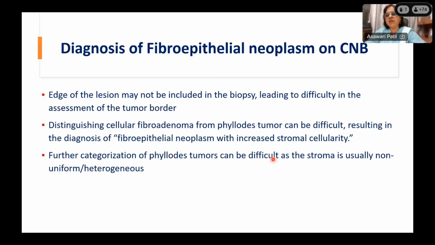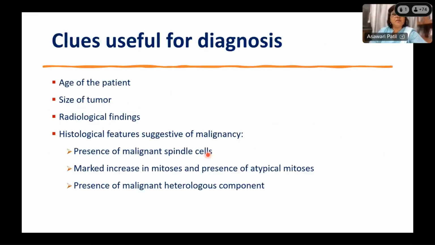Usual phyllodes tumor can show non-uniform or heterogeneous stroma. So sometimes you may get hypocellular stroma in the biopsy, and otherwise it may be a borderline phyllodes tumor, but the biopsy may not be that representative. So these are the challenges you may come across while diagnosing phyllodes tumor in biopsy. Useful clues are age of patient, size of tumor, radiological findings, and histological features.